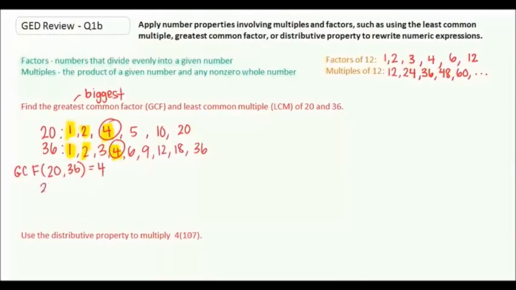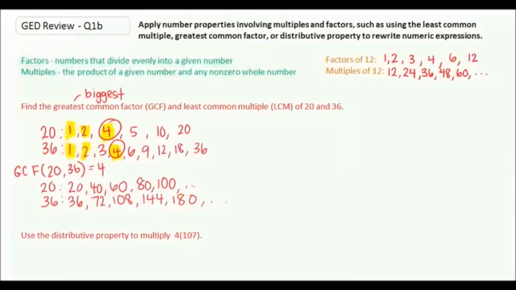So let's do multiples now. So the multiples of 20 would be 20, 40, 60, 80, 100, and so on. We'll stop there for now. 36 would be 36 times 2 is 72, times 3 is 108, times 4 would be 144, and times 5 would be 180. Okay, that could go on and on also.